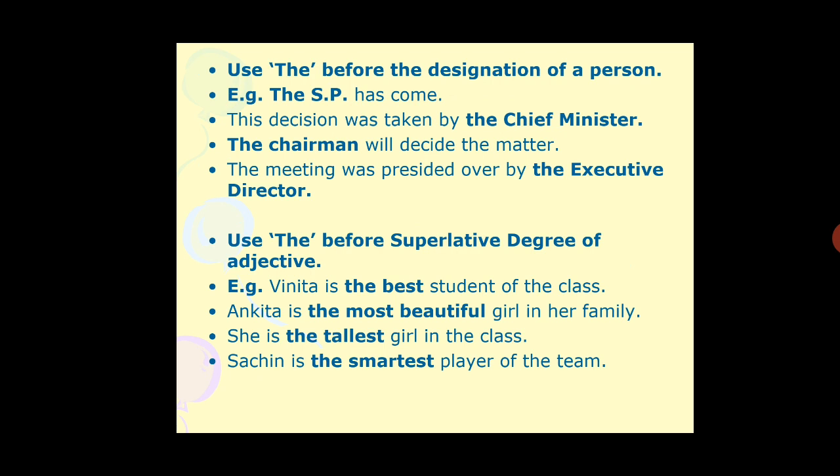Like this, Vinita is the best student of the class. Ankita is the most beautiful girl in her family. She is the tallest girl in the class. Sachin is the smartest player of the team. So you can see here the best, the most beautiful, the tallest, the smartest. These are all superlative degrees of adjectives, and that's why they carry the definite article the.